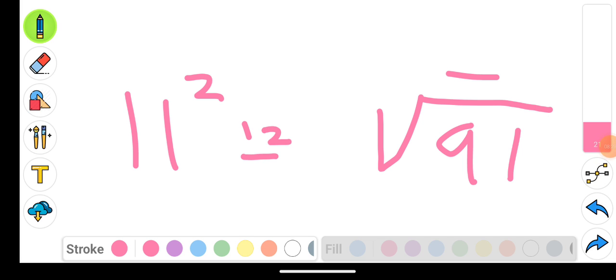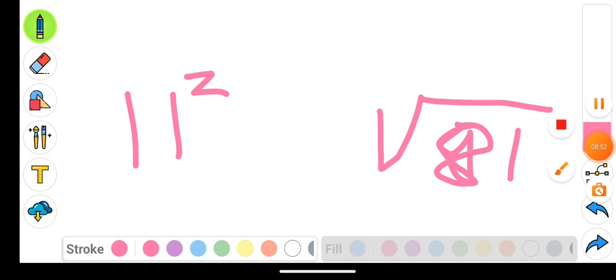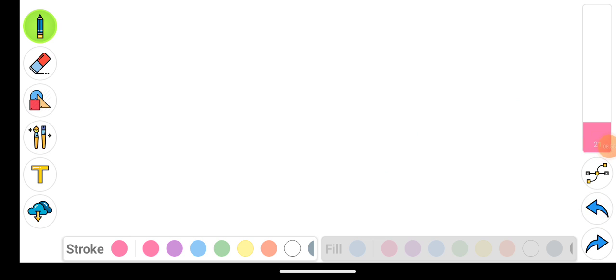Okay, here's the answer. This one is 121. This one here, I put the wrong number in, sorry. Even I make mistakes, guys. Actually, forget this one existed. I'm going to do another one for you. Even I make mistakes, don't worry.